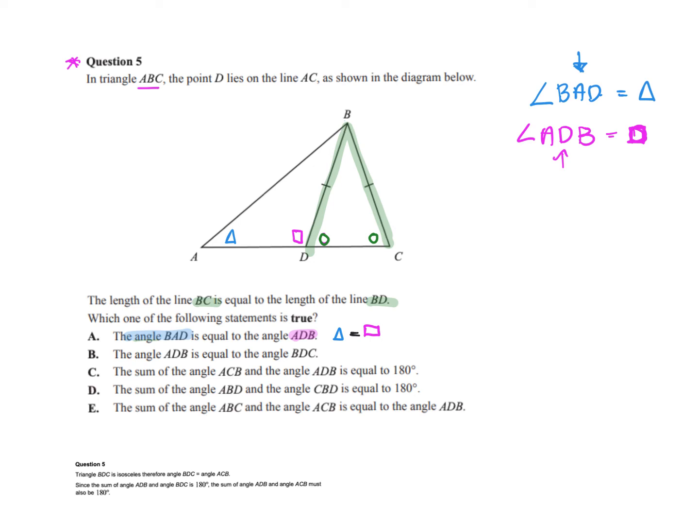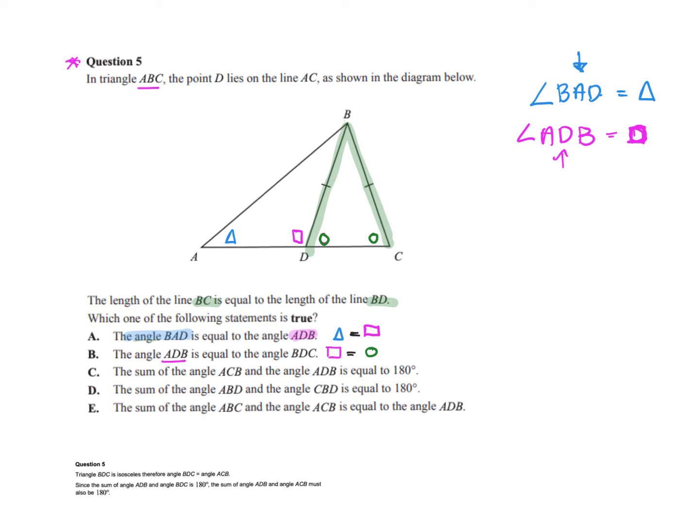Then the next one, it says angle ADB, so that was our pink square, is equal to BDC, which is our circle. Okay, so are those two equal? No, they're not, are they? No, they don't. Look at it there. Do they look the same? No, they're not equal.